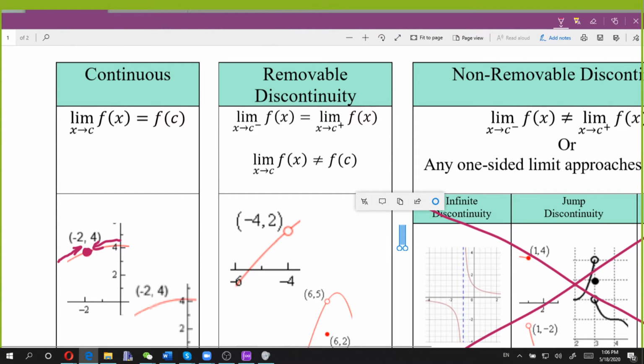Versus here for removable discontinuity, your limit from the left is the same as the right, but when you plug it in, you get something different. So that would be something like this. As I get really close to x equals -4, I'm getting really close to y equals 2. But if I try to plug in the point, this is a white dot, which means it does not exist. Since DNE is not the same as 2, our general limit is not the same as what happens when I plug in the point. So this is a removable discontinuity.